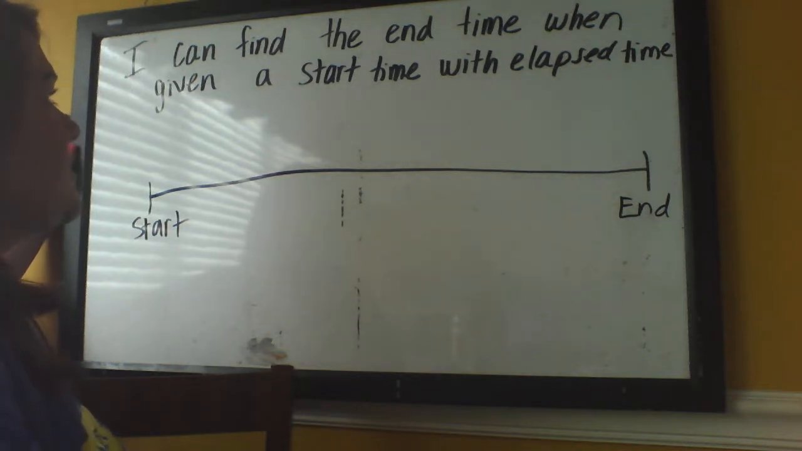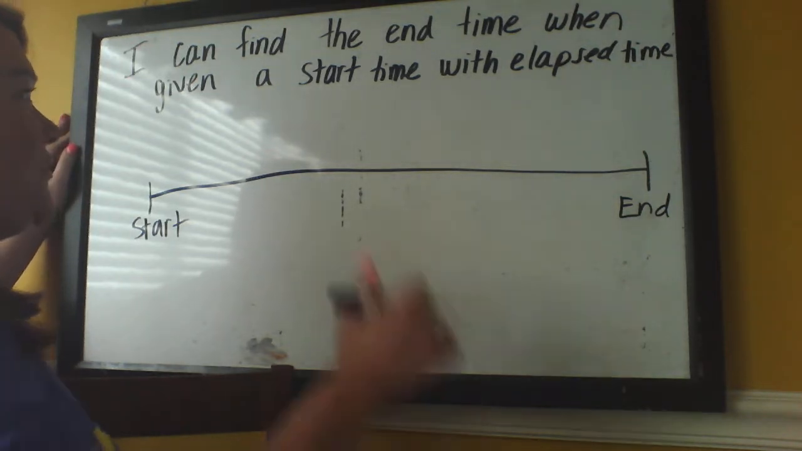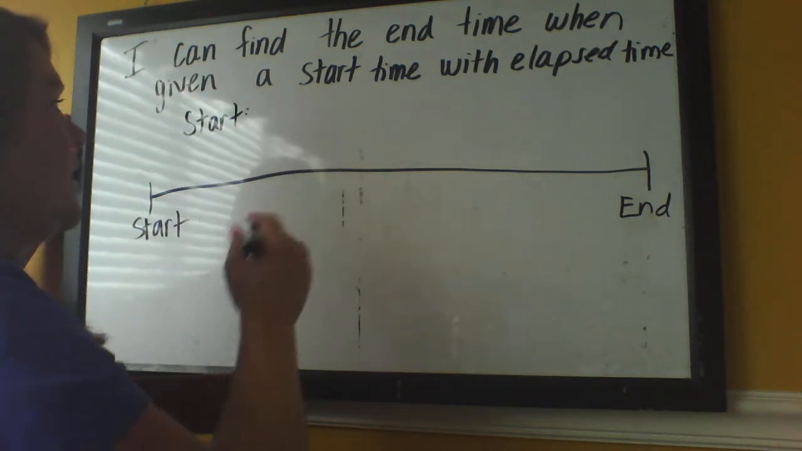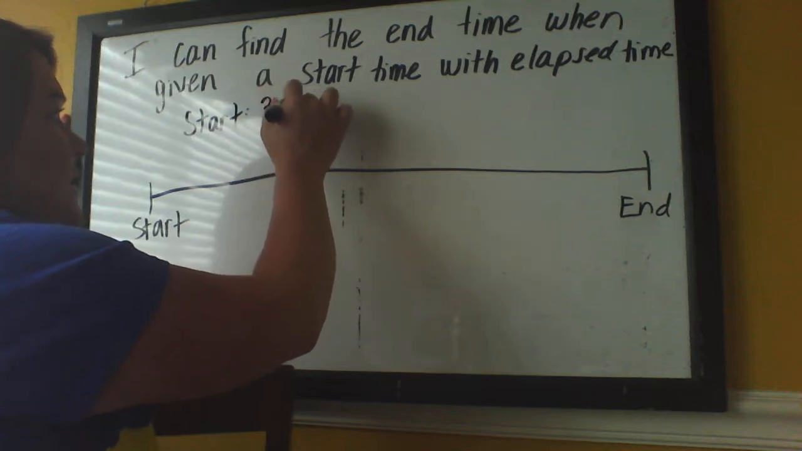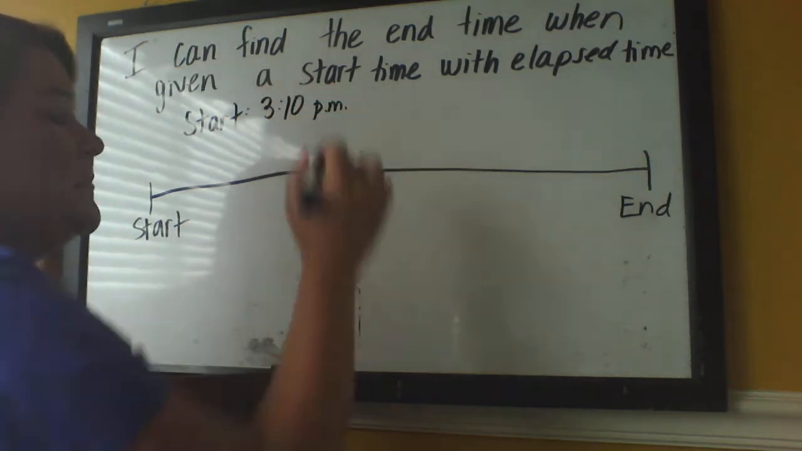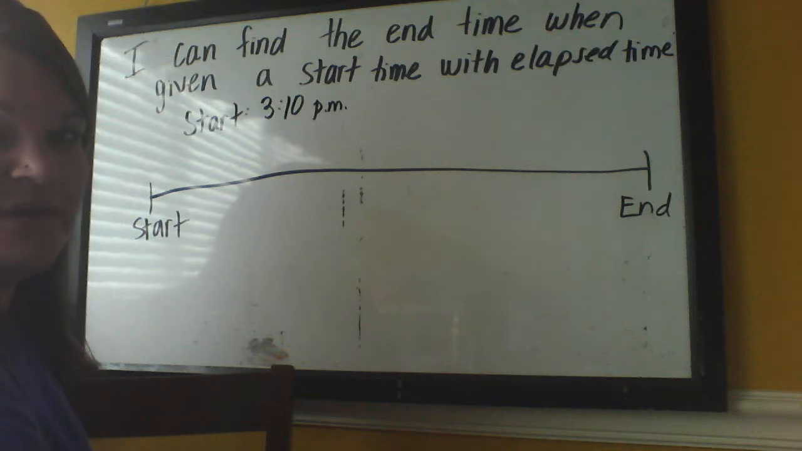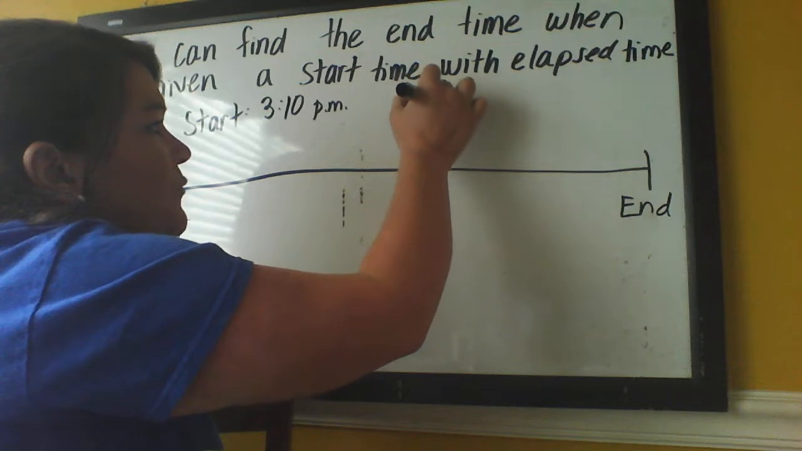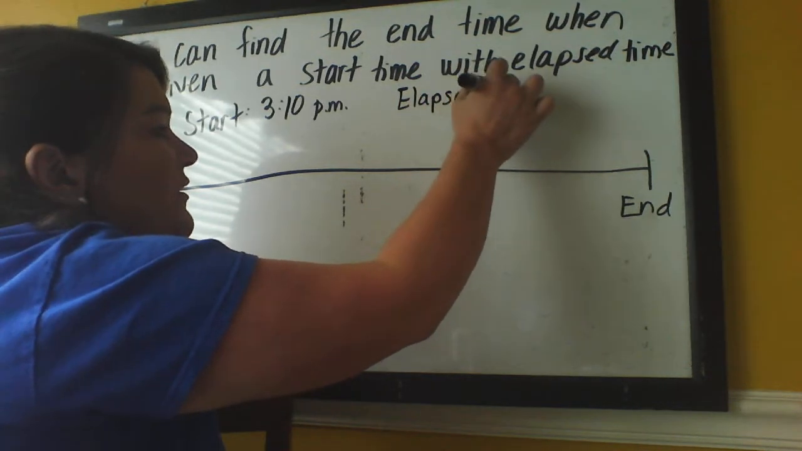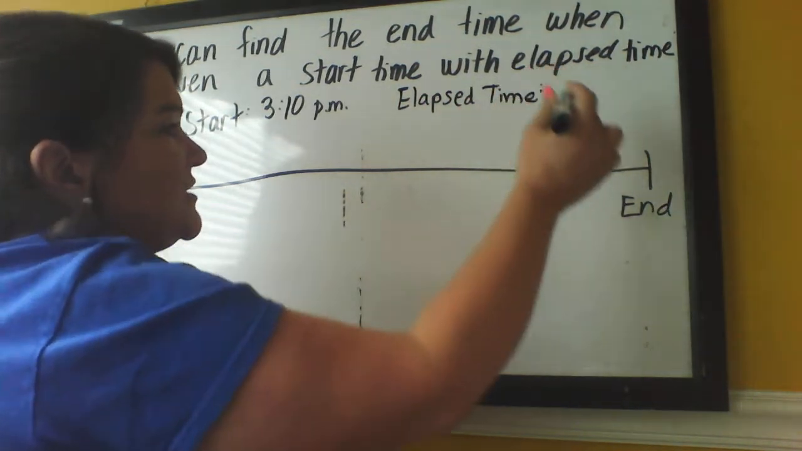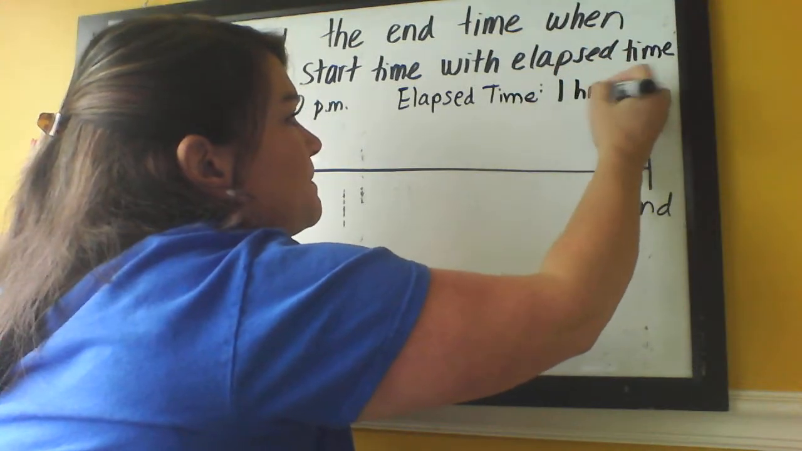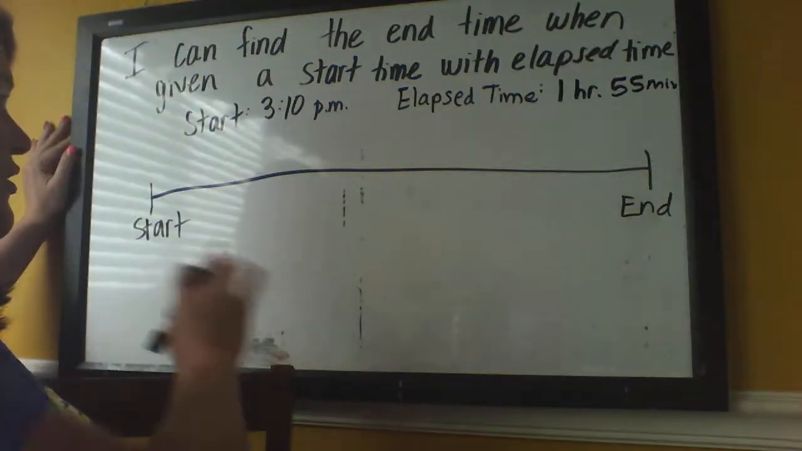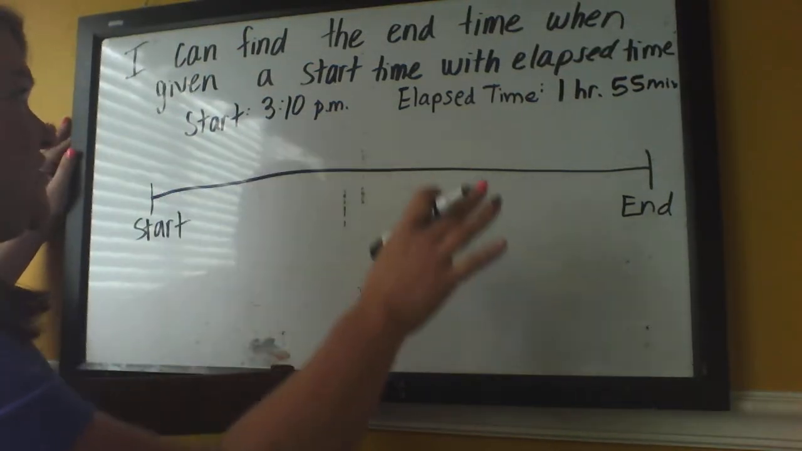Okay? So today, I'm going to tell you that our movie is going to start at 3:10 p.m. And p.m. means in the afternoon, okay? And then I'm going to say that our elapsed time, which is the amount of time that the movie lasts, is going to be 1 hour and 55 minutes.